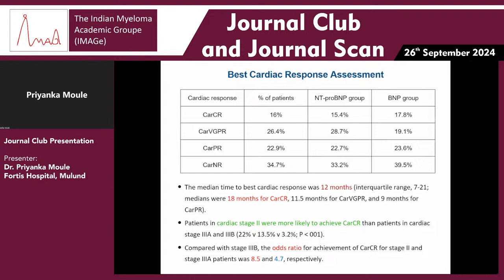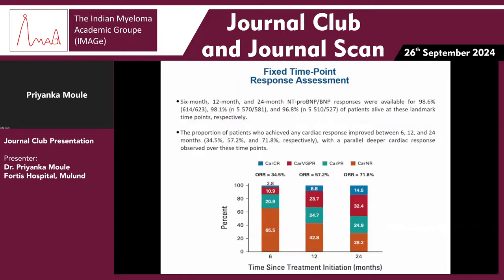And the earlier the stage, the more likely to achieve a cardiac CR. They found that cardiac stage 2 patients were more likely to achieve a complete response than the patients who had a higher stage, 3A or 3B. Compared to stage 3B, the odds ratio for achieving a CR was better in stage 2, which was 8.5, and 4.7 for stage 3A patients.